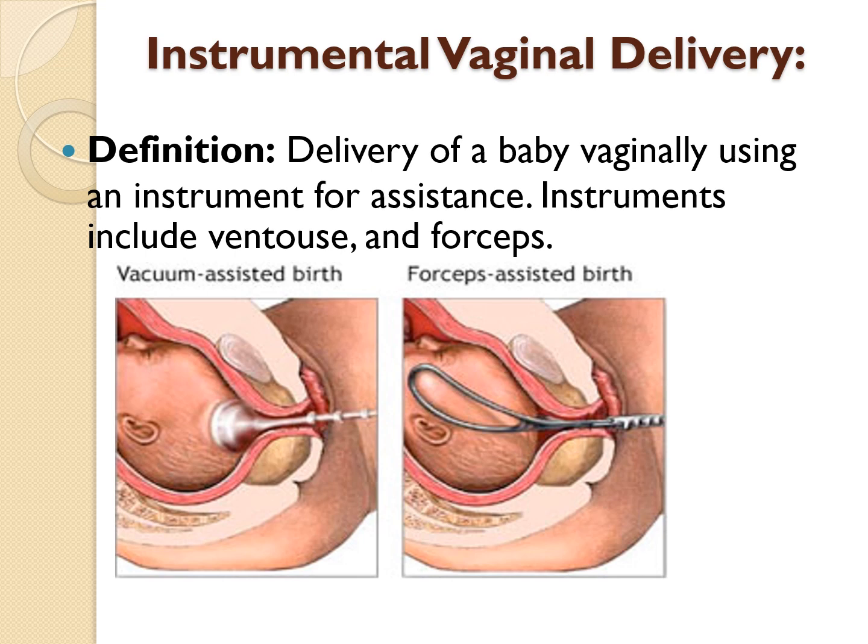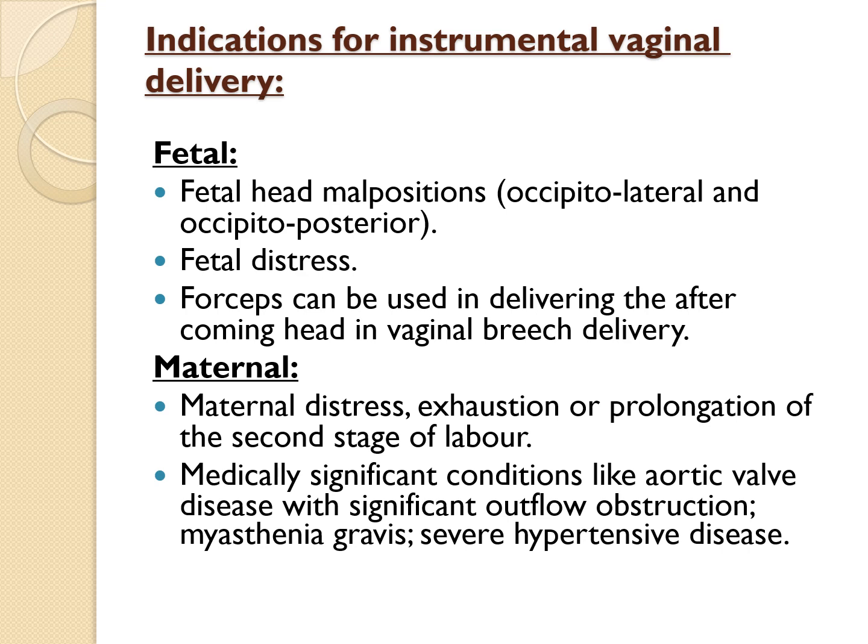Instrumental vaginal delivery. By definition, it is a delivery of the baby vaginally using an instrument for assistance. Instruments could be ventouse and forceps. Indications for instrumental vaginal delivery: we have fetal and maternal indications.